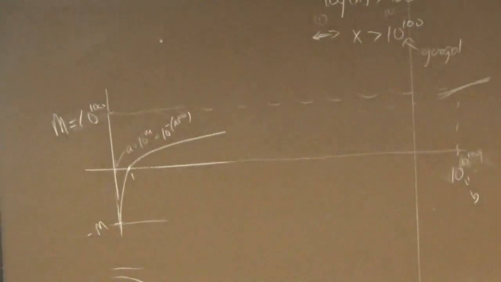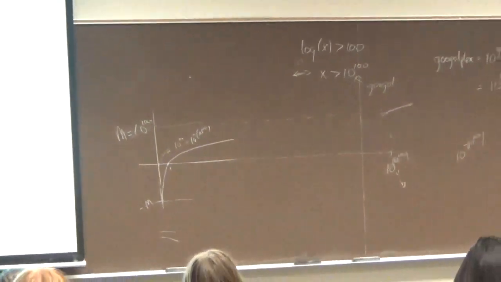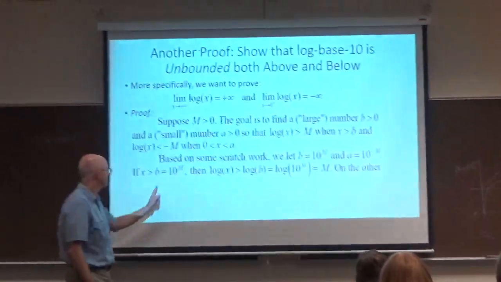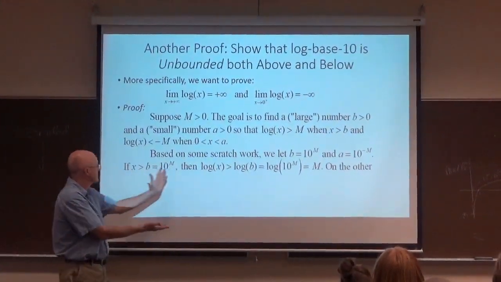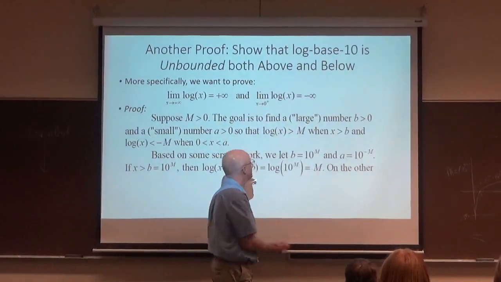So now it's just a matter of using facts about inequalities to finish this, based on letting b equal this 10 to the m and a equal 10 to the negative m. If x is bigger than b, which is 10 to the m, then take the log of both sides. That means log of x is bigger than log of b, which is log of 10 to the m, which is m.